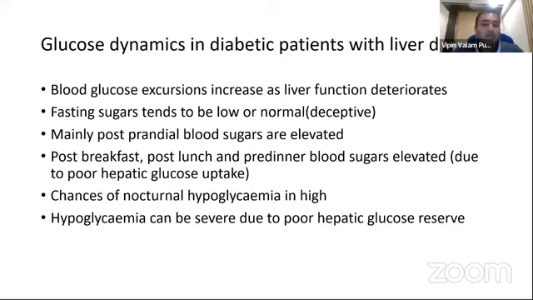If you see hypoglycemia, the chance of nocturnal hypoglycemia is high. Even if you treat a patient with severe hypoglycemia in liver disease, it can be very difficult to treat because of the poor hepatic glucose reserve. One of the important aspects of treating hypoglycemia is giving injection glucagon. If the patient has severe hepatic dysfunction, glucagon is not going to work, because the main mechanism by which glucagon acts is by increasing hepatic glucose output.